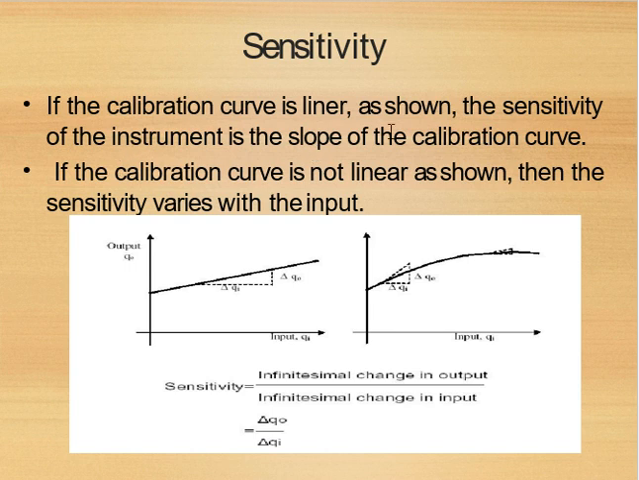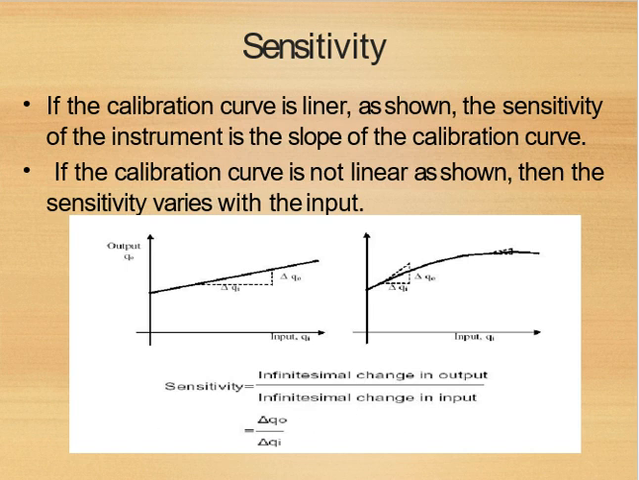So if the calibration curve is linear as shown in the diagram, the sensitivity of the instrument is the slope of the calibration curve. And if the calibration curve is not linear as shown in the right diagram, then the sensitivity varies with the input. See the ratio of sensitivity which is given here: infinitesimal change in output per infinitesimal change in input. So it is a ratio of this change in output to change in input. What do you mean by the word infinitesimal? It means extremely small. Extremely small or very small change in output for very small change in input, that is nothing but sensitivity.